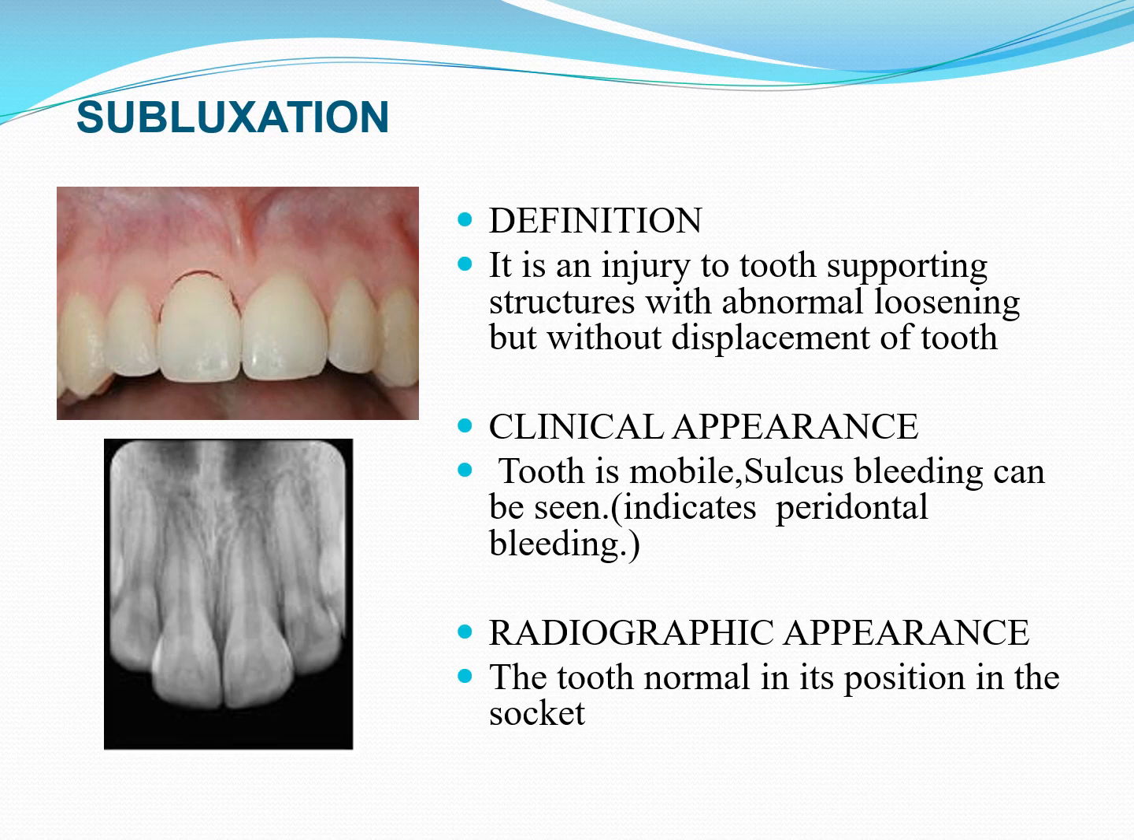And what is the clinical appearance? The tooth is mobile, and sulcus bleeding can be seen. You can see in the photograph that there is sulcus bleeding, which indicates periodontal bleeding. In the radiographic appearance, the tooth appears normal in its position in the socket. In the clinical appearance, you can see sulcus bleeding.